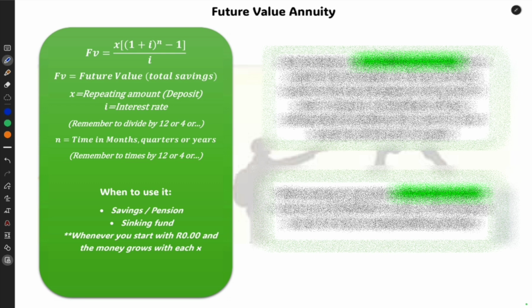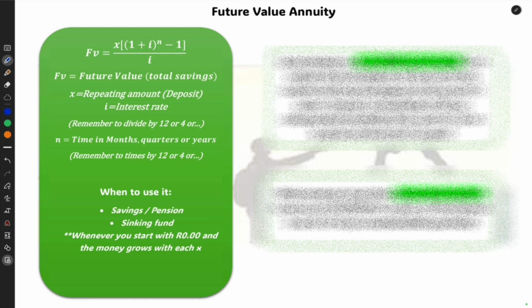The X is the repeated amount, so that always stays the same. I is normal, as you did in grade 9 to 12, but remember to divide the I by monthly, quarterly, or whatever the sum tells you. N is still the time, so once again, remember to multiply by a 12 or a 4 or whatever the sum tells you. How do I know I need to use the future value formula?